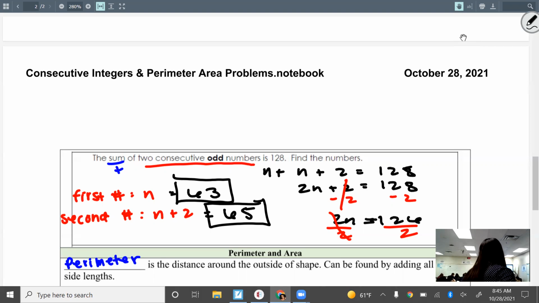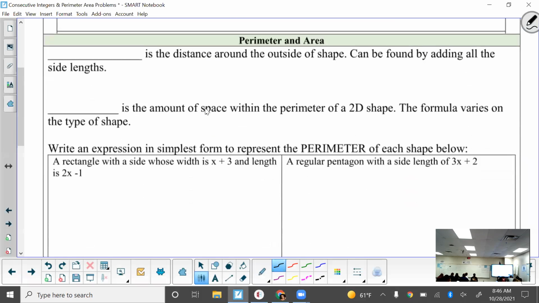All right, now we have some vocabulary on the next part. So I'm going to switch it. Hopefully, those of you that are writing, just fixing a mistake. All right, but now we have a few definitions for perimeter and area. So which one of those 2 words is the distance around the outside of a shape? Good.